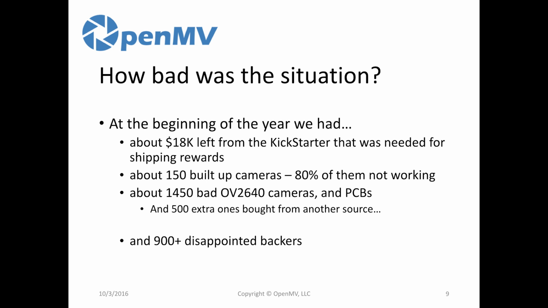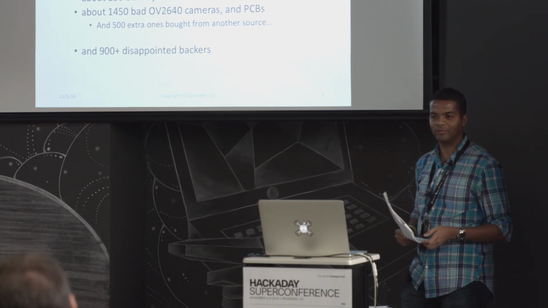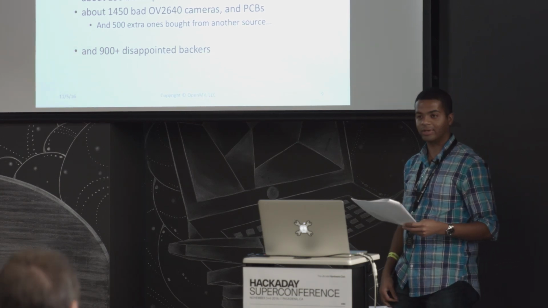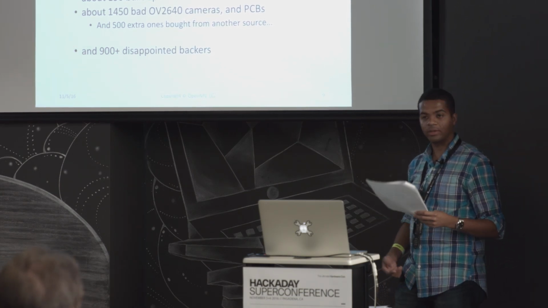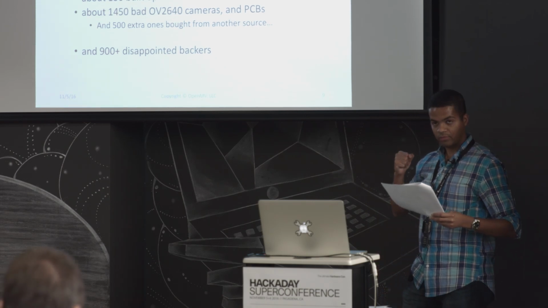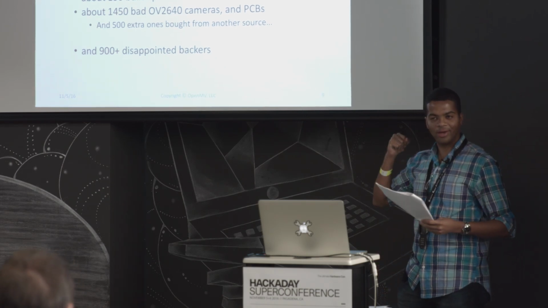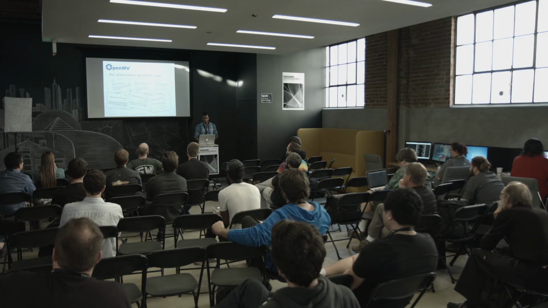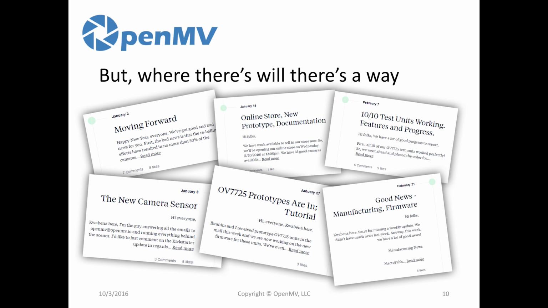Last but not least, we had 900 disappointed backers who could easily turn into an angry mob if we didn't eventually get something out to them. So these were dark days. But while we were demoralized and while things were looking really bad, there was a way out. So what I did was I used that 18K to pay for another manufacturing run.